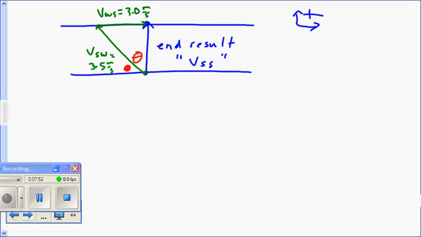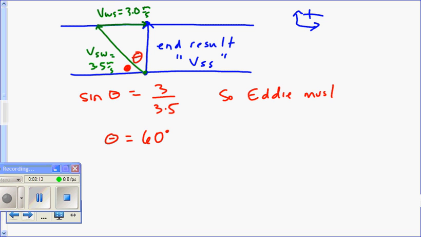But I can find this one using trigonometry, because sine of theta equals opposite over hypotenuse. Therefore, theta is 60 degrees. So, Eddie must aim, I'm going to say 30 degrees north of west.